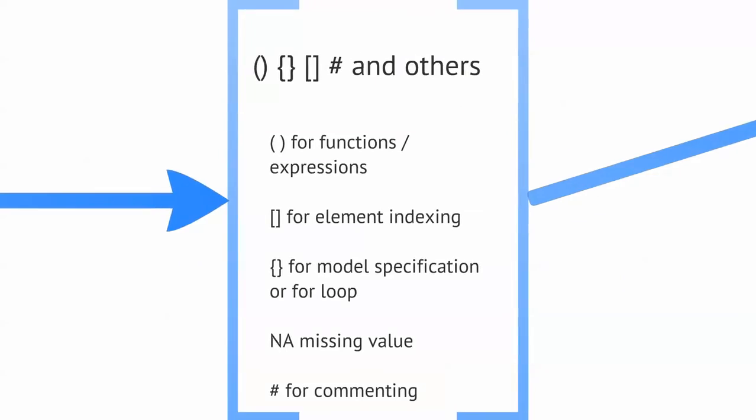Now, how can we use the parentheses? The first bracket, or the parenthesis, can be used by the functions and expressions. The third bracket can be used to specify the element indexing. The second bracket can be used to specify the loop and the model specification. We can use not available or NA to indicate missing value, and also we can use hash for commenting.